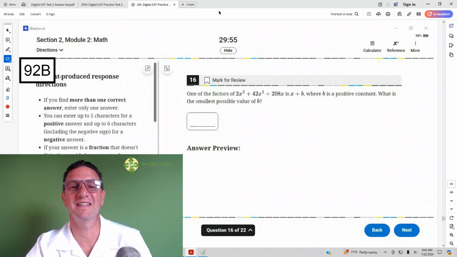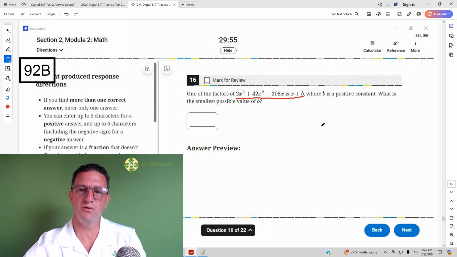Today we're going to look at 16 questions from Digital SAT Test 2, Module 2B. This is from a harder set of math questions. Number 16 reads, one of the factors of 2x cubed plus 42x squared plus 2ax is x plus b, where b is a positive constant. What is the smallest value of b?